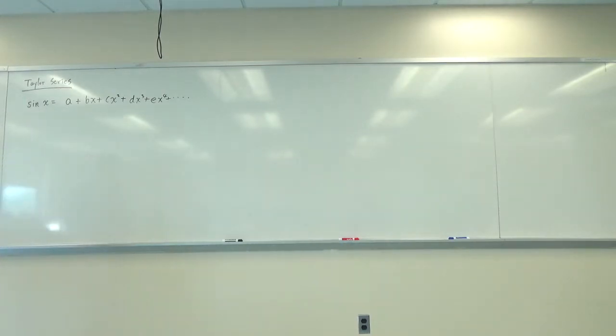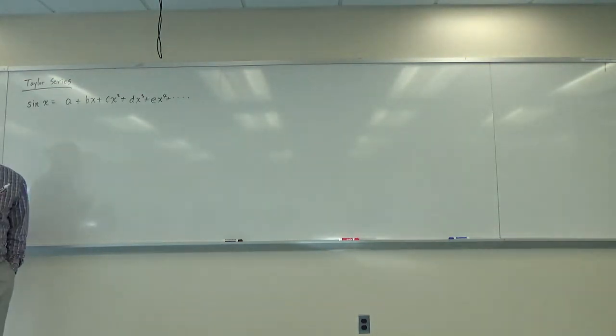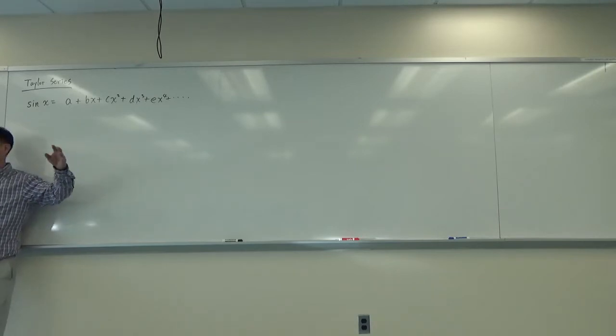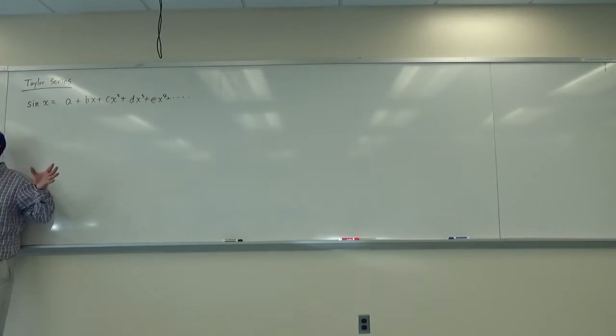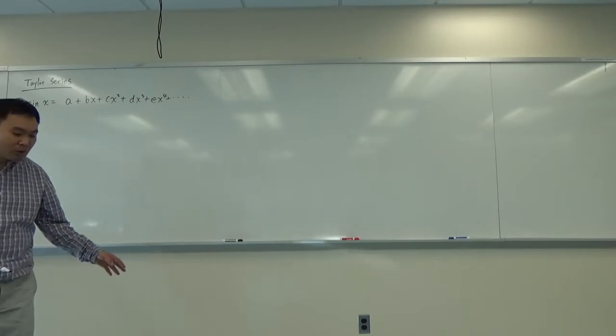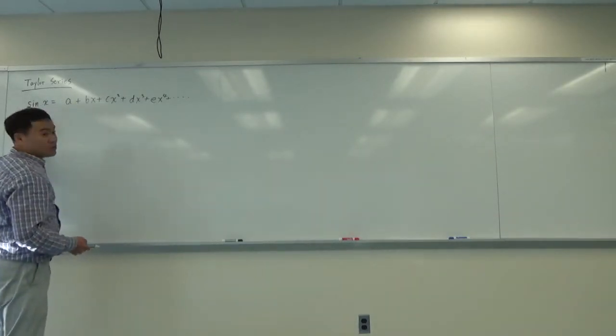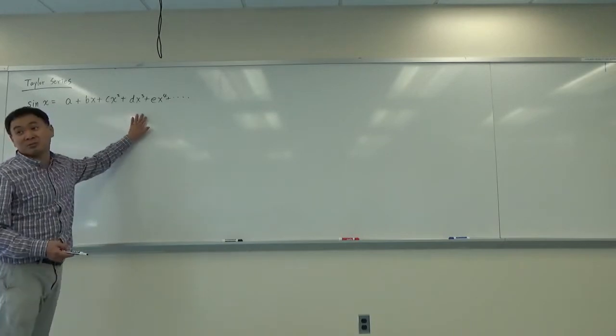What they figured out was that sine of x is not a polynomial because it has infinitely many zeros, right? Sine x is a periodic function, so at every multiple of pi, it becomes zero. There's no way it can be a polynomial, because an n-degree polynomial has at most n zeros. However, the question was, since it has infinitely many zeros, what if it could be an infinite degree polynomial?